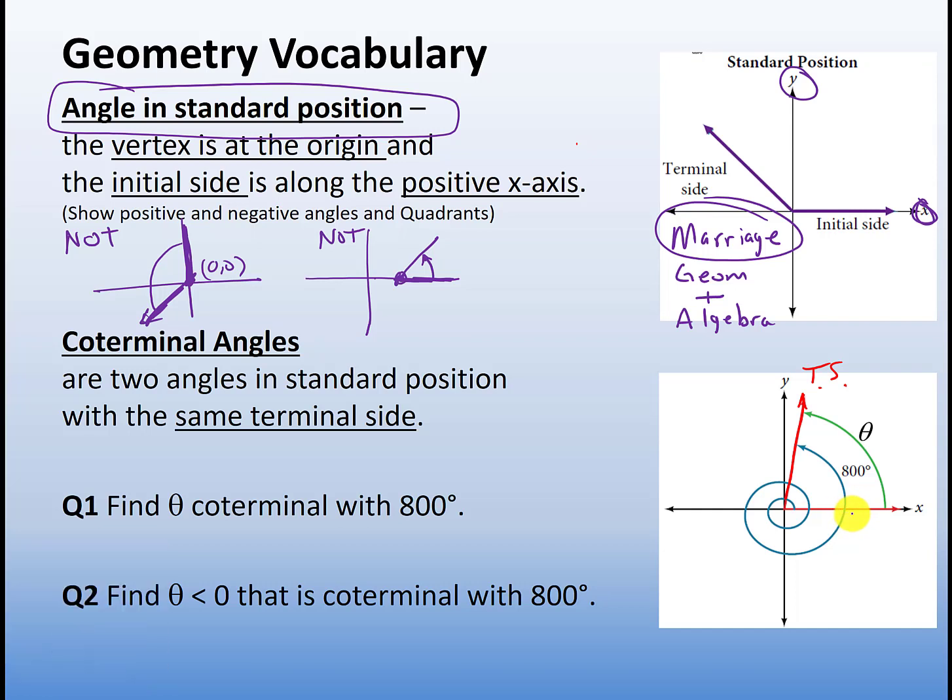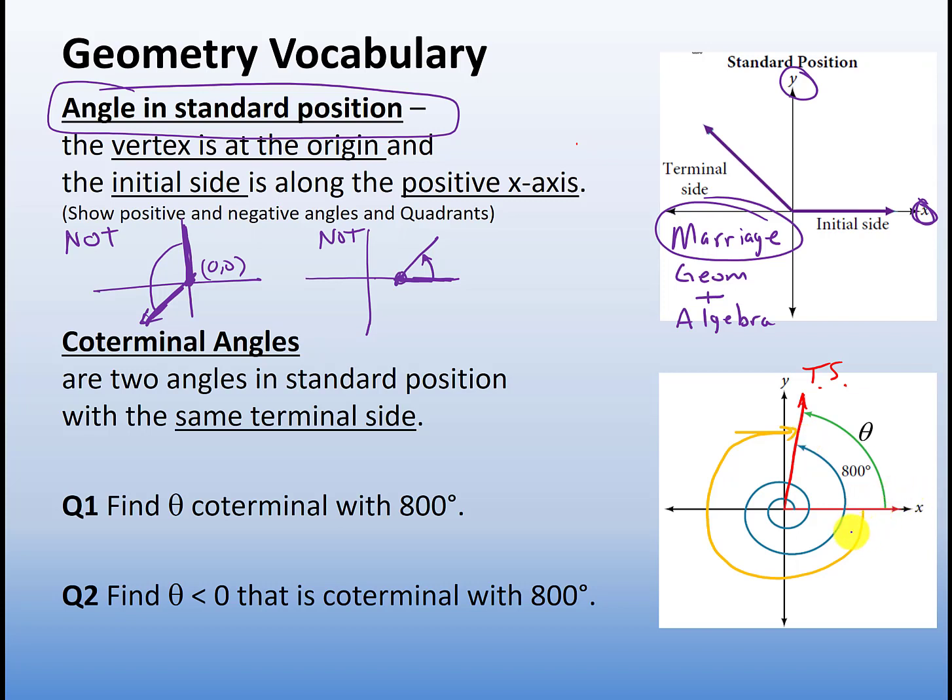Here's another example. Here is an orange angle. This orange angle is also coterminal. So according to the definition, the orange one, the blue one, and the green one are all coterminal. They all end on the same terminal side. So we have multiple variations of coterminal angles.